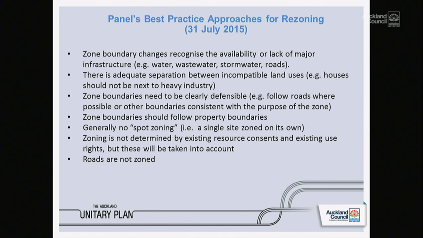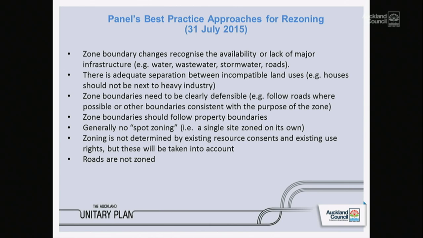There should be adequate separation between incompatible land uses, i.e. houses should not be next to heavy industry. So there's some consistency with the council's principles. Any zone boundaries need to be clearly defensible. They should follow property boundaries and not slice through the middle of a property. Spot zoning, i.e. a single site or a couple of sites just on their own within a wider zone, should be avoided.